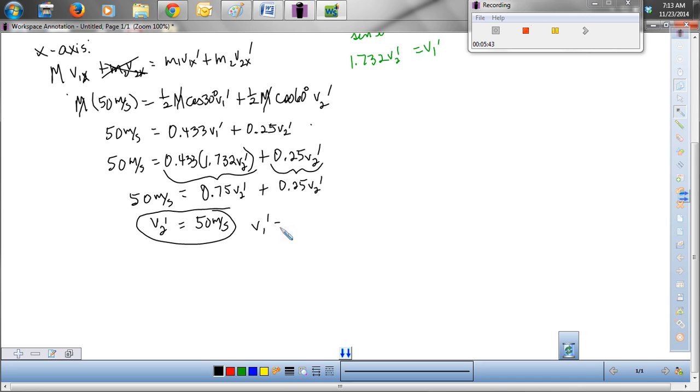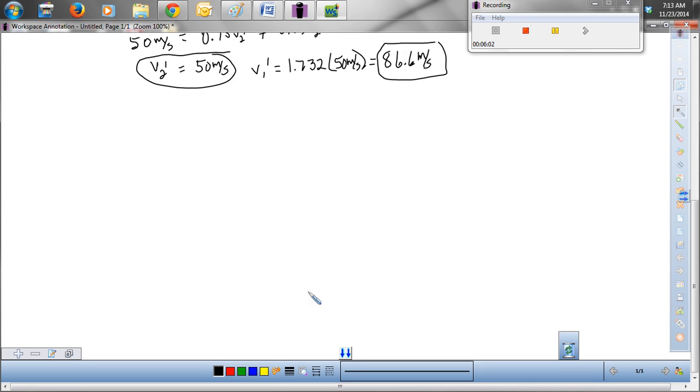VB1 prime is going to be 1.732 times VB2 prime, and that gives me 86.6 meters per second for VB2 prime. And I have finally finished number 15. Alright, let's look at 16.